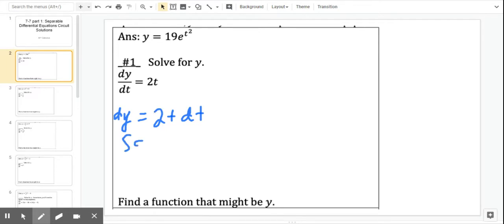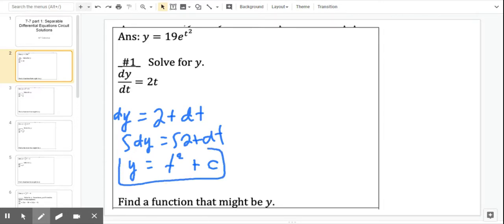And then after we do that, we can integrate both sides. This one is just going to be y, and then it's going to be t squared, since 2 divided by 2 is just 1, plus c. So that's our solution. It's a general solution because we have a C. It's not a particular solution.